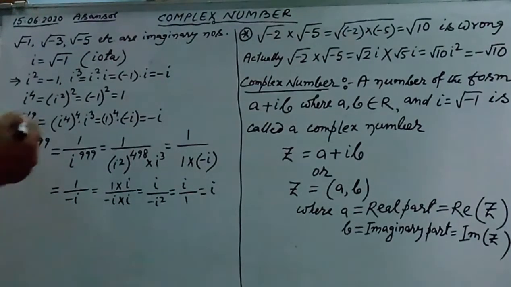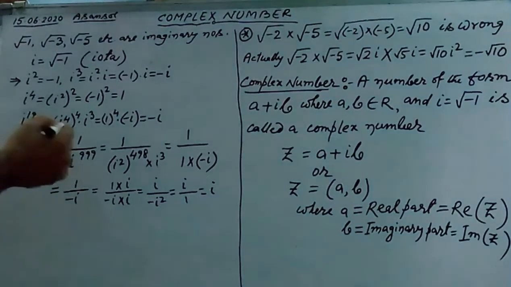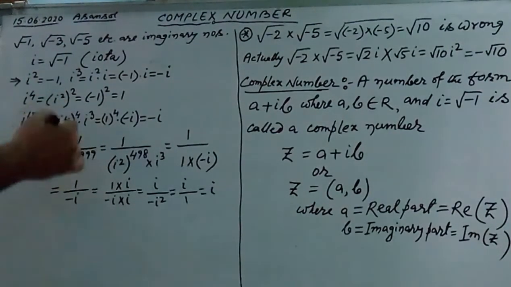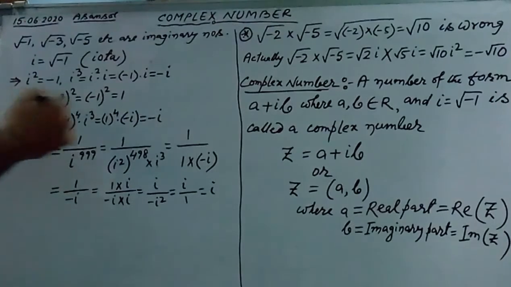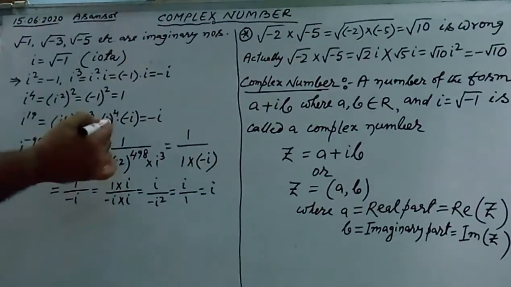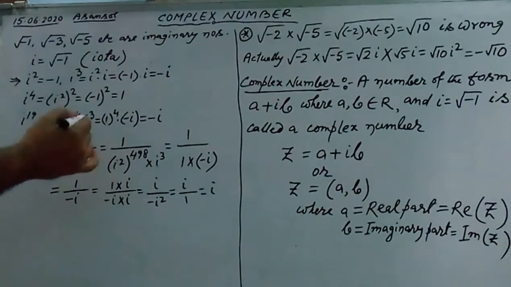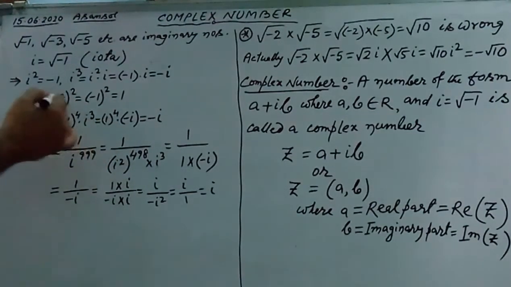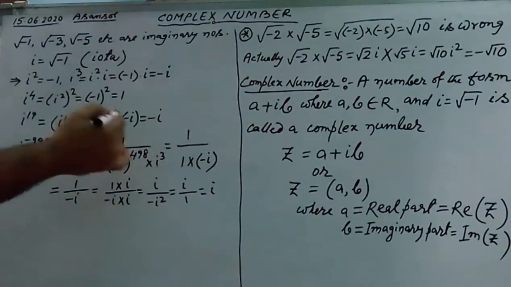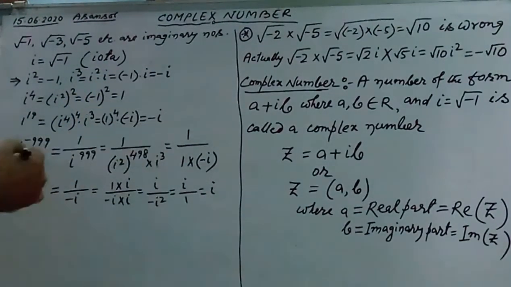Now, how can we find i to the power 19? We can write it as i to the power 16 into i cube. Just now we found the value of i to the power 4, which is equal to 1. So 1 to the power 4 into i cube, and i cube is equal to minus i. So 1 to the power 4 into minus i is equal to minus i.